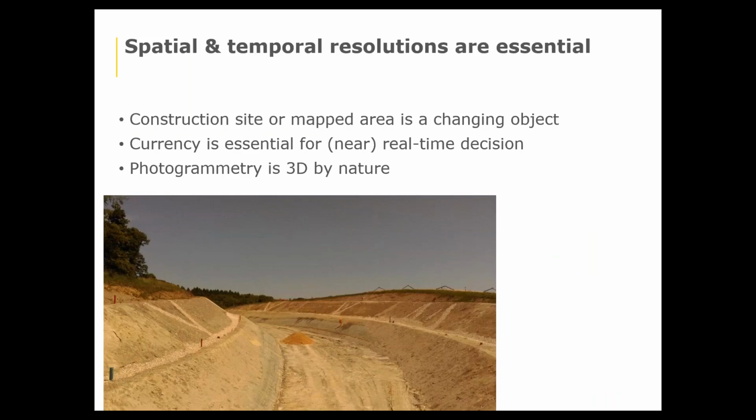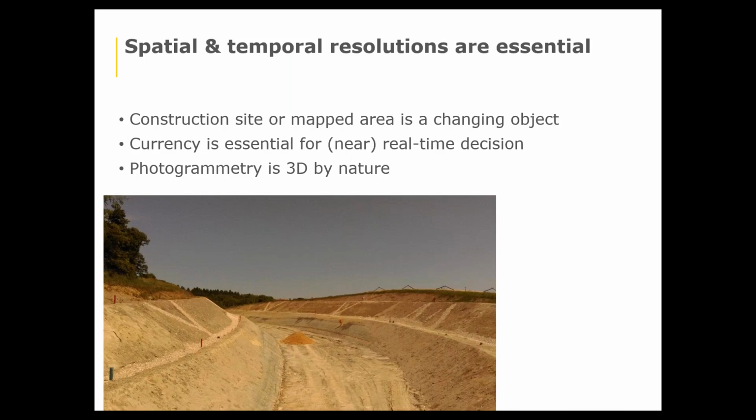We talk here about geometry, and another important point is the temporal resolution of your images. Because any construction site or any mapped area is a changing object. It could change over days, weeks, or months, but it's always changing. So the currency of the data is essential when you need to make decisions. And ideally, the more current your data is, the more effective your decision will be. So this currency is a very important point in the example that we will see together later.